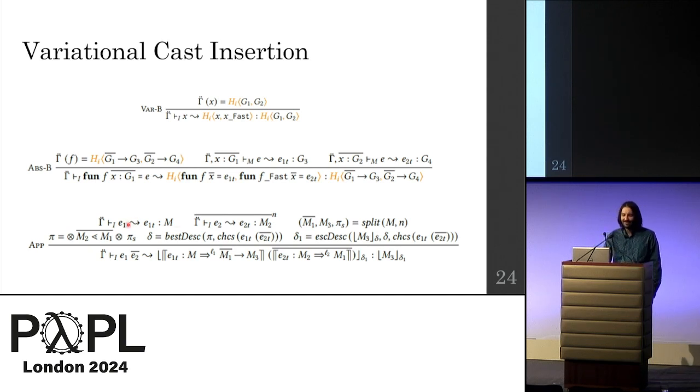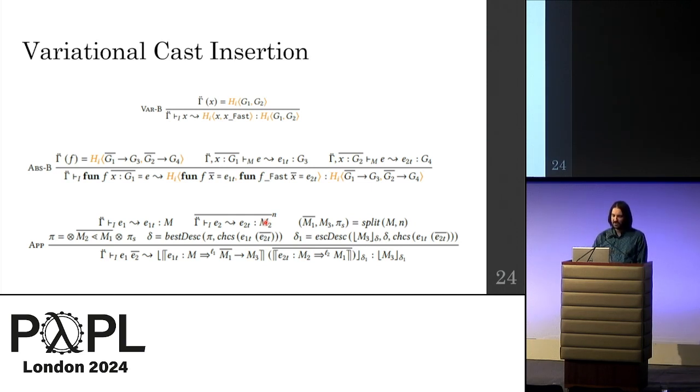There's a lot more going on with some subtleties in here, but that's the heart of it: the use of subtyping and constraint solving for this variational cast insertion process to make sure that we're only calling these specialized functions with arguments that won't cause blame errors.